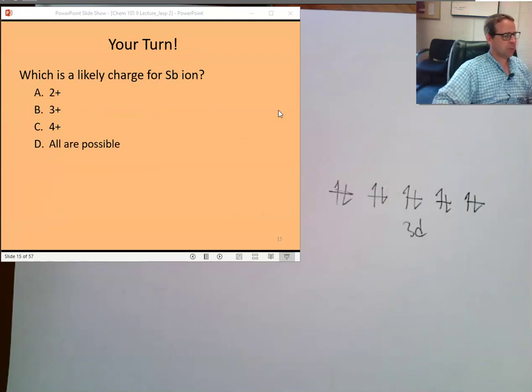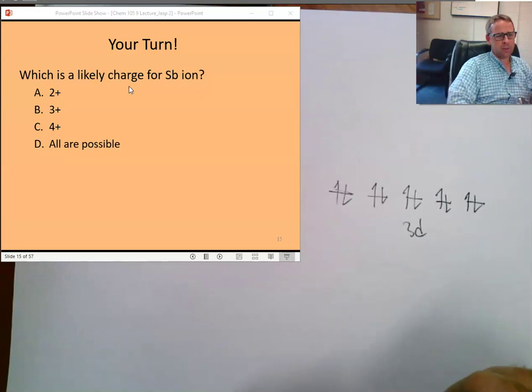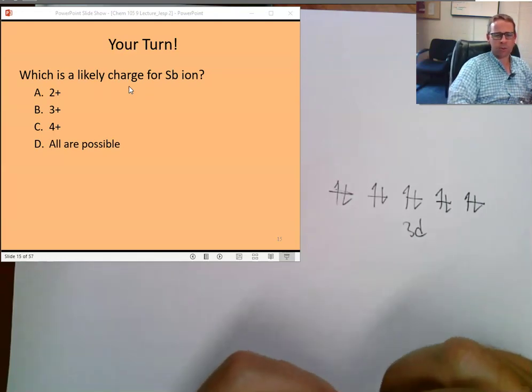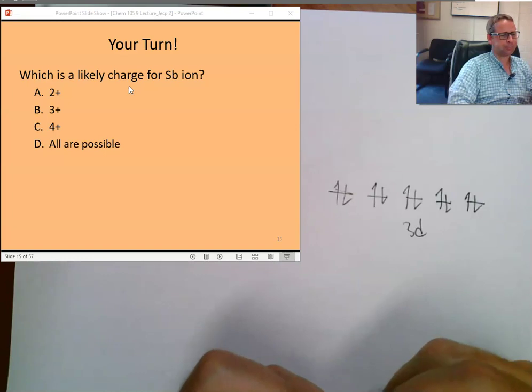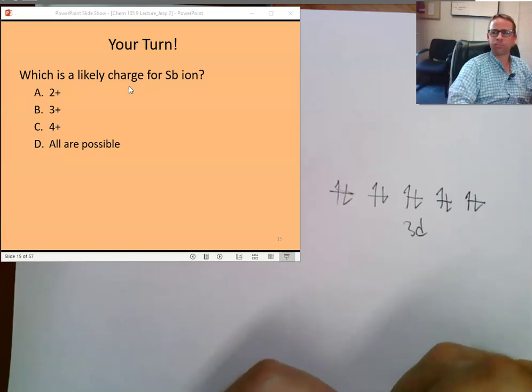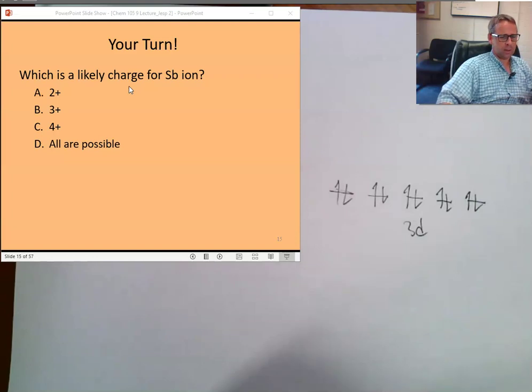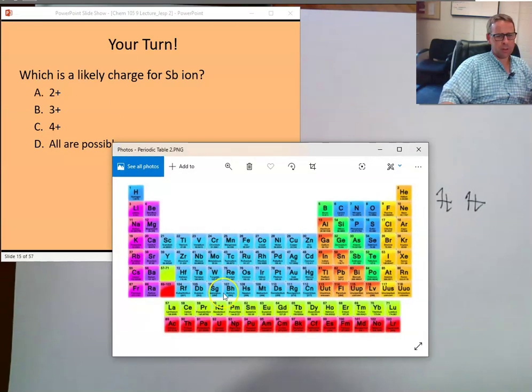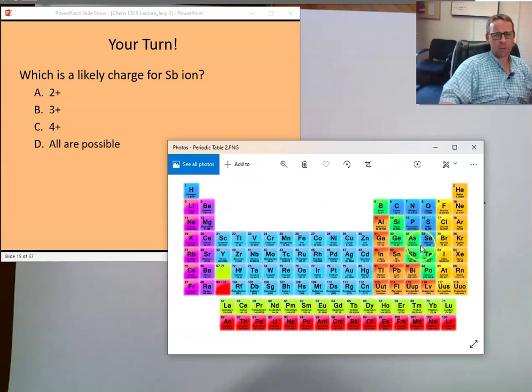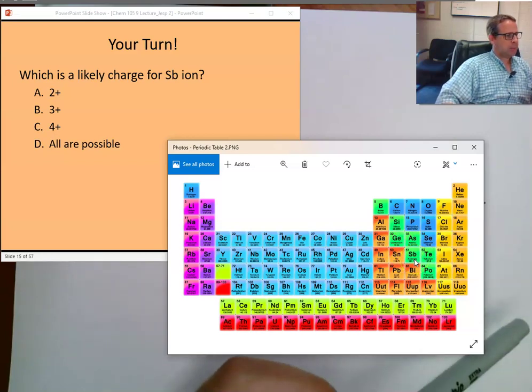Here's one more of the charges that are provided here. Which one would be a likely charge for the antimony ion? Why don't you guys all take a look at this? 18 seconds, get an answer, and then we'll talk about it. And let me bring up a periodic table here, just in case you're wondering where antimony is. Number 51 here. Which one of these is a likely charge for antimony?